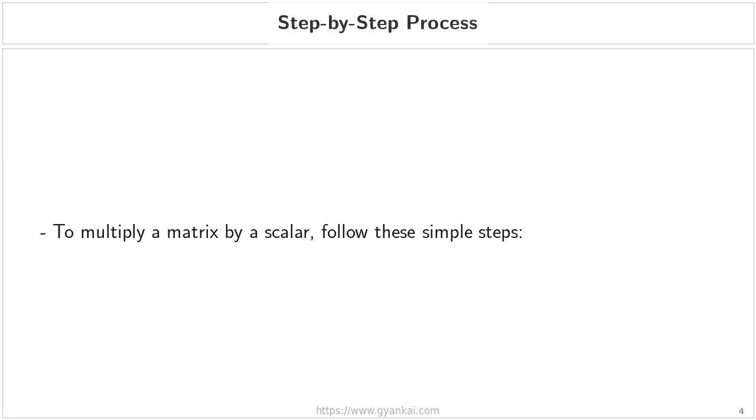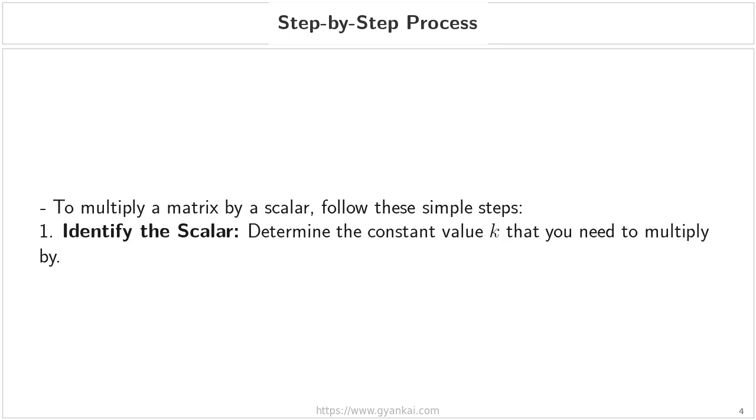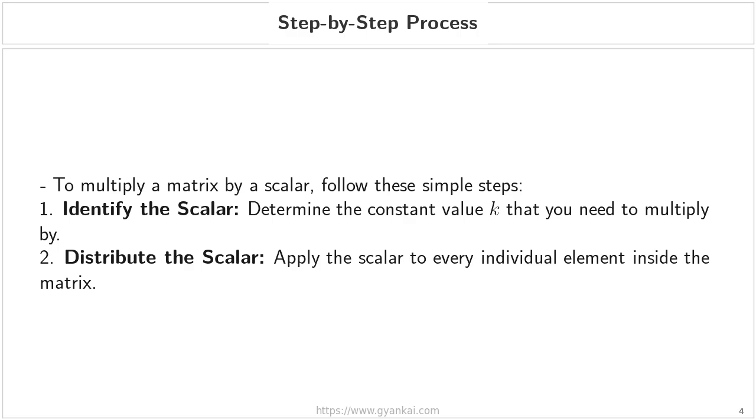Step-by-step process. Now that we have established the formal definition, let us move on to the practical application. To multiply a matrix by a scalar, you can follow these 4 simple steps. First, identify the scalar. This simply means you need to determine the constant value, which we have been referring to as k, that you are required to multiply by. Second, distribute the scalar. This is a critical step. You must apply the scalar to every single individual element inside the matrix. It is important to ensure that no element is overlooked.